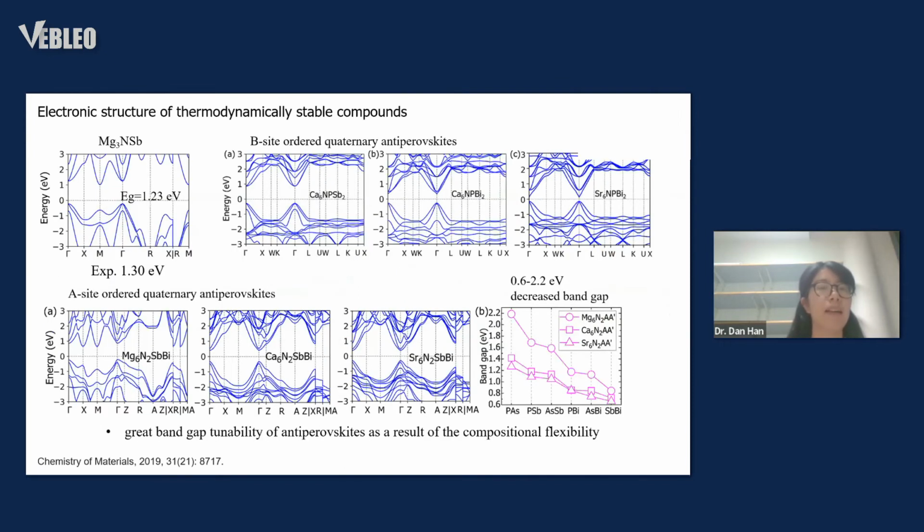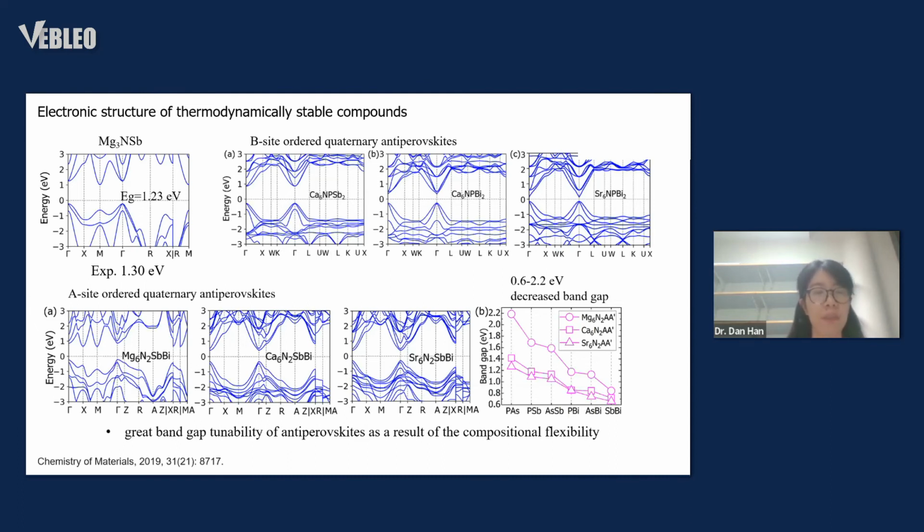So we first made a benchmark for the experimentally reported compound. Our calculated value is 1.3 eV, which is in agreement with the experimentally measured optical band gap for magnesium nitride antimony. And we use these parameters for 21 compounds to obtain their band gaps and also electronic structures.